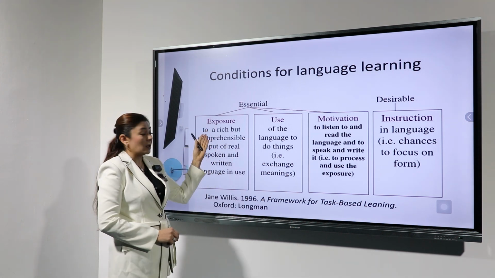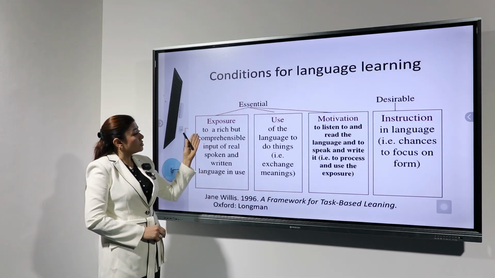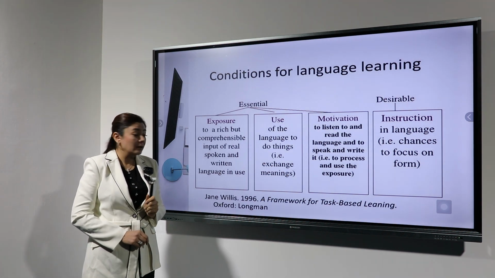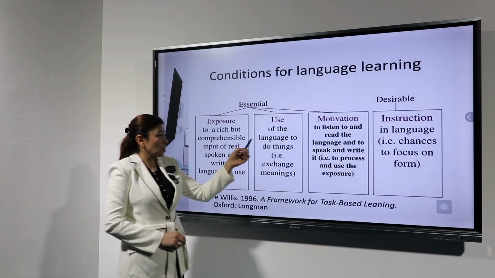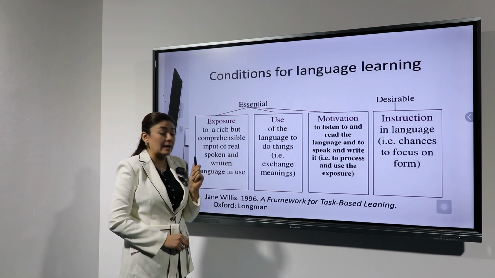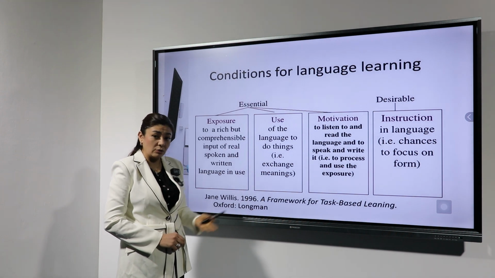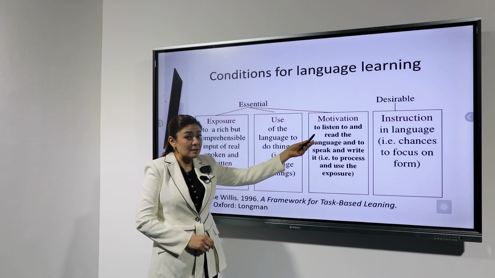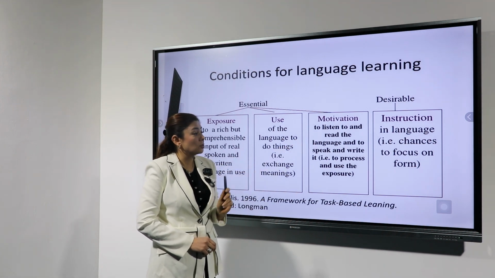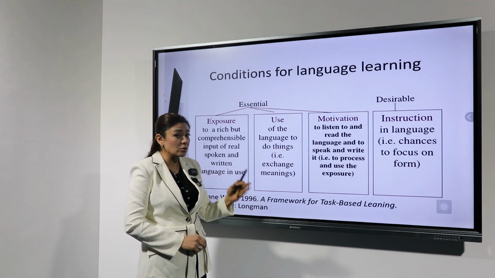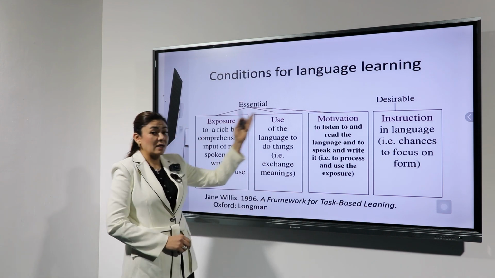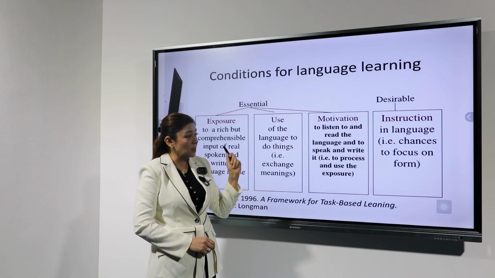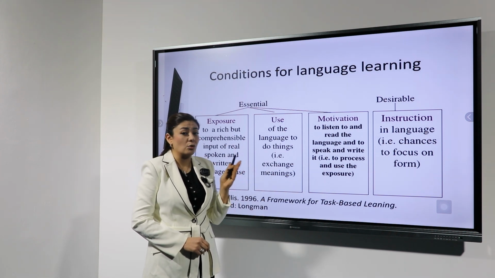So essential can be exposure. It means a rich but comprehensible input of real spoken and written language in use. What is use? Use of the language is to do things. It means to exchange meaning according to the context. And what is motivation? Motivation is to listen to and read the language and to speak and write. It is a process also connected with exposure. Let's turn to desirable. Desirable is connected with instruction in language. It means the focus on form.